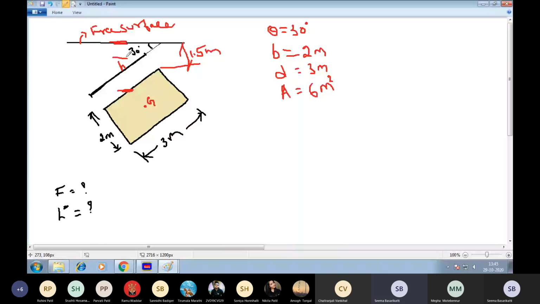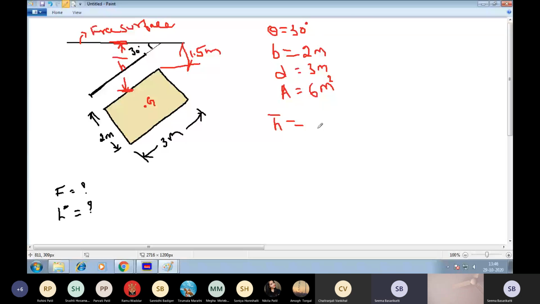Okay, I am taking this as a reference. If I had taken the OO axis as a reference, instead of H bar, you would have to take Y bar. Since the theta value is given here, that is 30 degree, what will be the value of H bar now? Can anybody tell me? What is the value of H bar? 3 meter, ma'am.